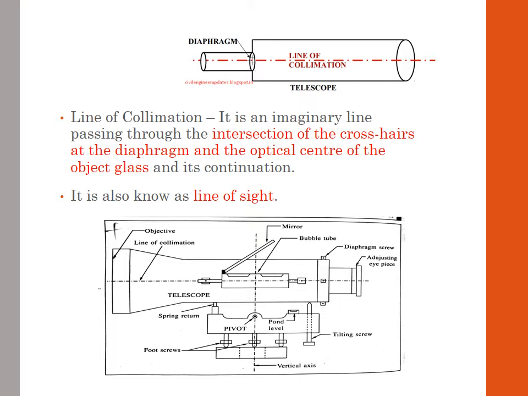Now coming to the line of collimation: the imaginary line passing through the crosshair and the optical center of the object glass is called the line of collimation. It is also called the line of sight.